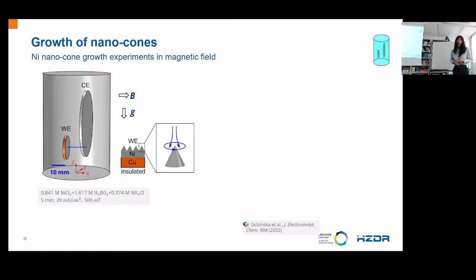So finally, I will apply the knowledge obtained until now and analyze the nanocone growth experiments by our collaborators, Kasia and Jota, in Poland. So here is the experimental setup with the working and counter electrodes oriented parallel and in vertical direction. On top of the working electrode, if we zoom in, we will see a lot of small nickel nanocones, so that the magnetic forces and the flow that we analyzed before are also expected here.